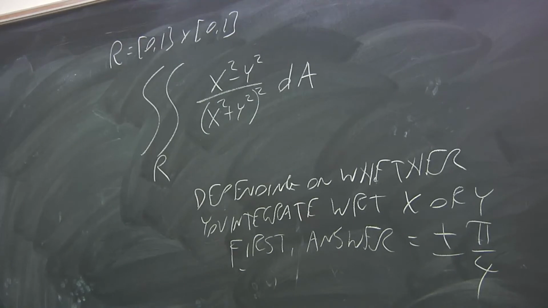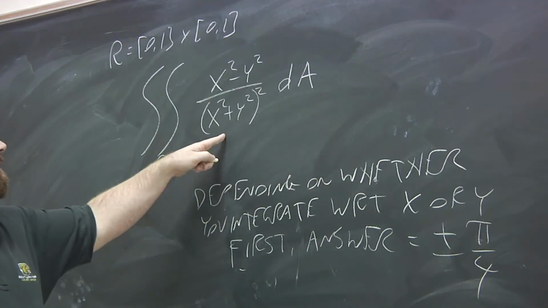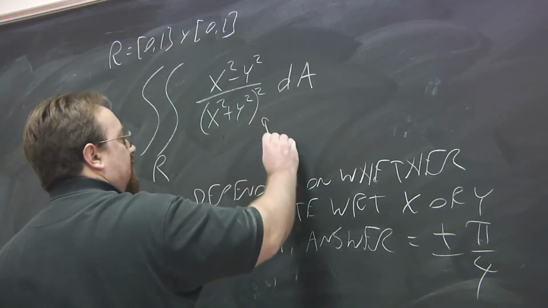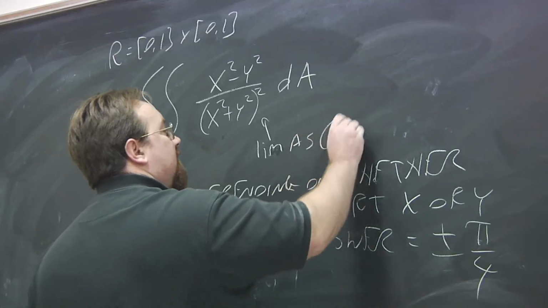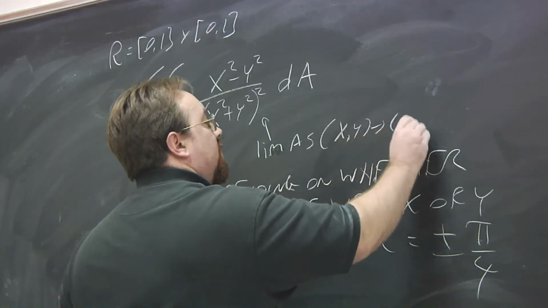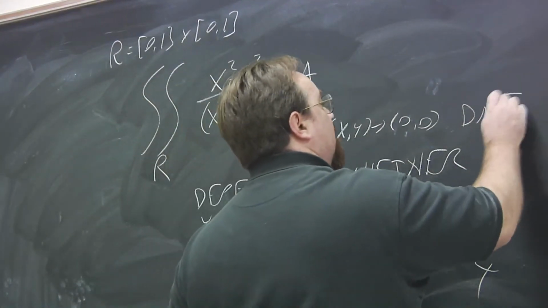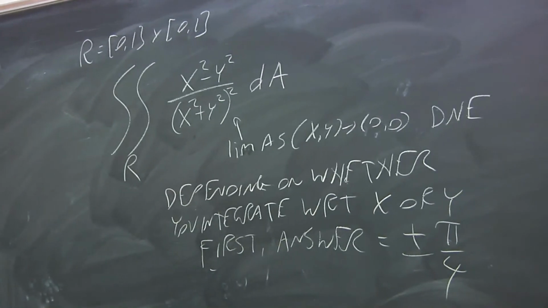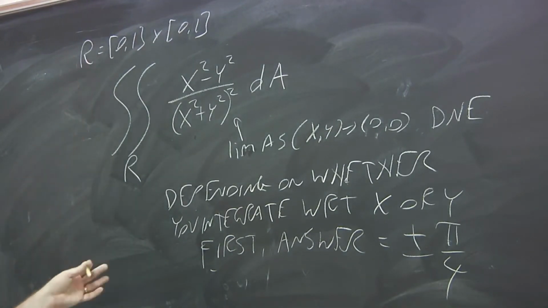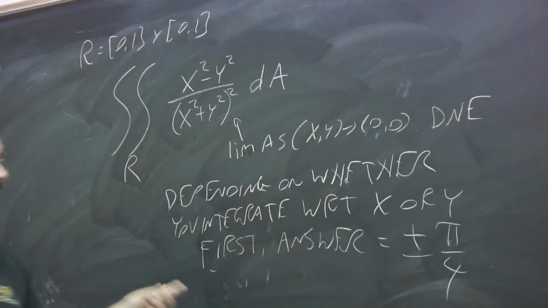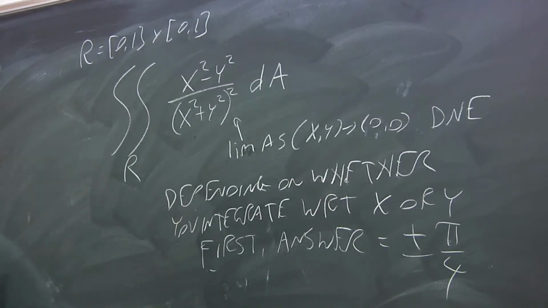Not continuous. Yeah. So we have here the limit as x and y go to 0, 0 does not exist. Right, this function fails to be continuous on the entire rectangle. So because of the problem at the origin, which is included in the rectangle, Fubini's theorem does not apply, and therefore you're allowed to get different results.